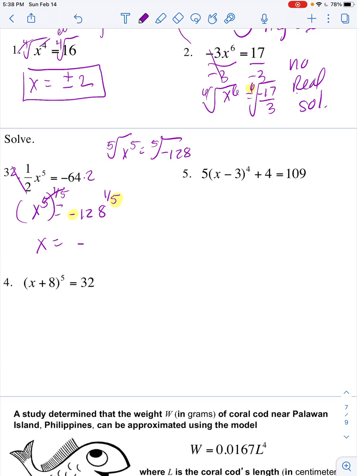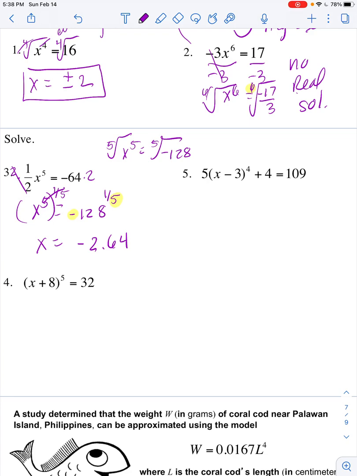So I actually get like -2.64 because it's not a whole value. The 5th root is not on your chart. 128 is on your chart, but not as the 5th root, if that makes sense.